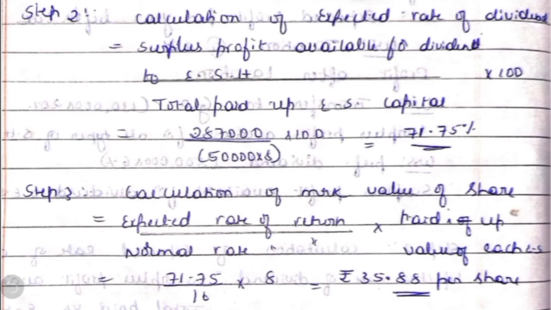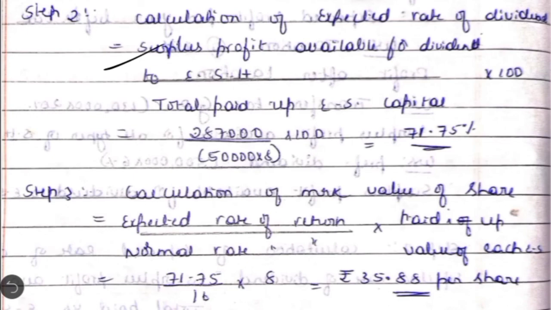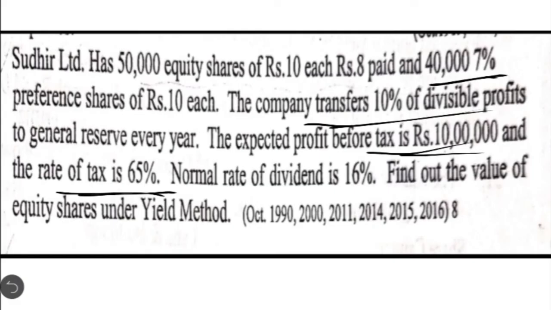Then in the second step, we are going to calculate what is the expected rate of dividend. Surplus profit available for dividend to equity shareholders divided by total paid up equity share capital into 100. Surplus profit, as we calculated here, it is 2,87,000, that we are going to write in the numerator, divided by total paid up equity share capital. Now this is very important. Sudhir Limited has 50,000 equity shares of rupees 10, but 8 is paid up. So number of shares is 50,000. Face value of one share is actually 10, but they have paid only 8 rupees.